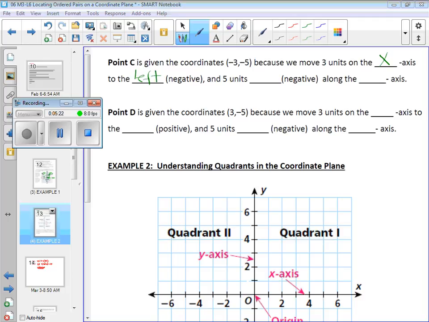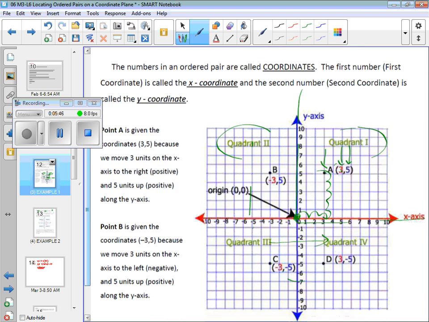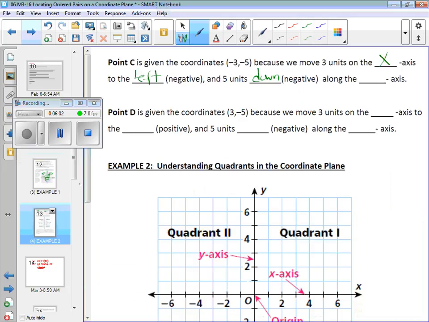Then to get to the negative 5, which direction do you have to go, up or down? We've already taken care of the x. Now, I have to flip back and forth. Look, here's your negative 3, negative 5. 1, 2, 3 to the left. Now 5 down. Along which axis? Right. Okay?